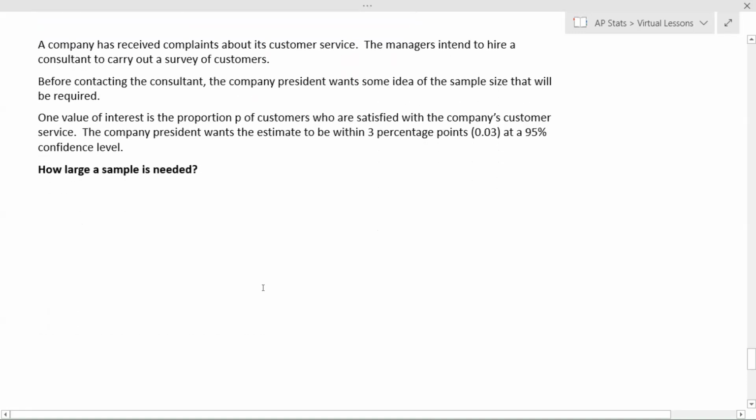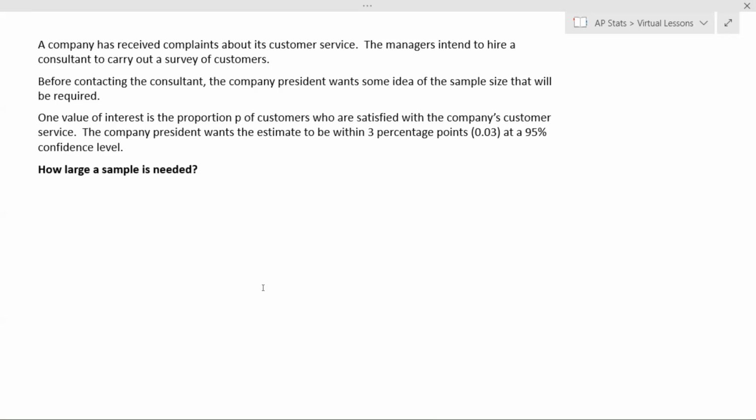A company has received complaints about its customer service. The manager intends to hire a consultant to carry out a survey of customers. Before contacting the consultant, the company president wants some idea of the sample size that will be required. One value of interest is the population proportion p of customers who are satisfied with the company's customer service. The company president wants the estimate to be within 3 percentage points, or 0.03, at a 95% confidence level. How large a sample is needed?